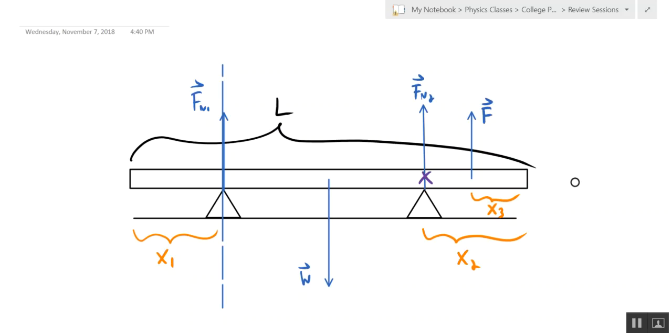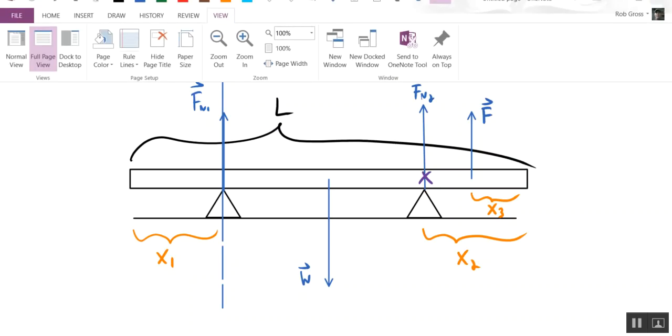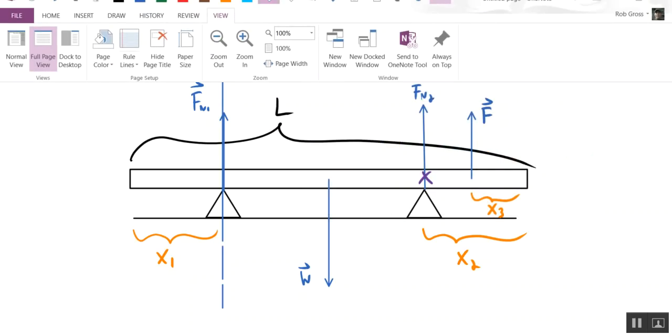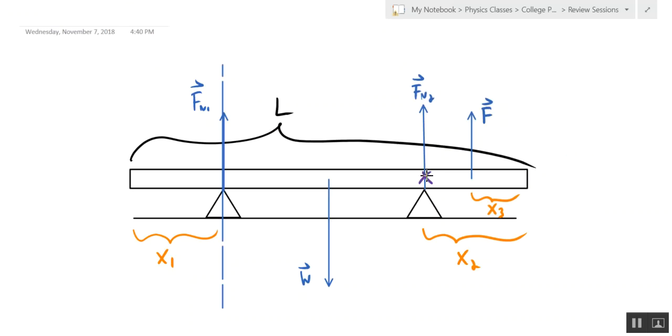Okay, so what is the moment arm for Fn1? Remember, it's the line, I'll color code the moment arm. It's the line that goes from the axis, which is over support 2 now, to the line of action. So it's like this, right? Let's just call it L1.